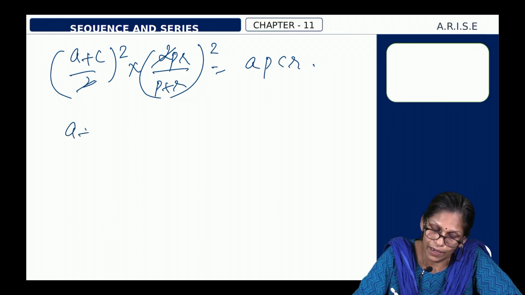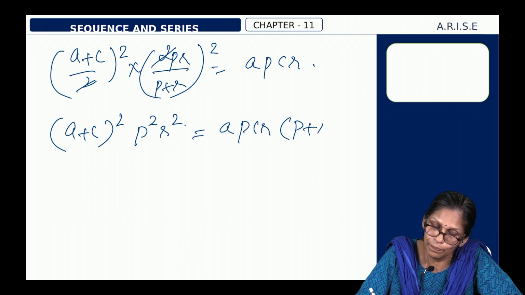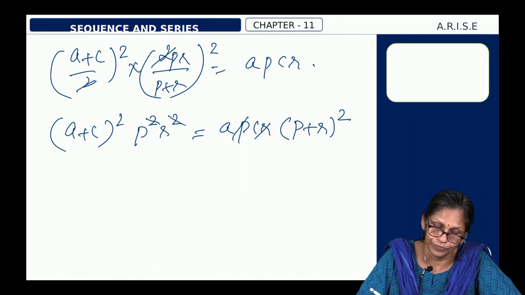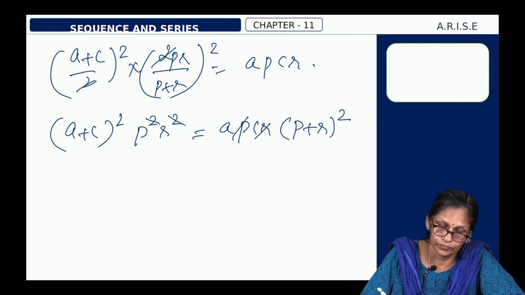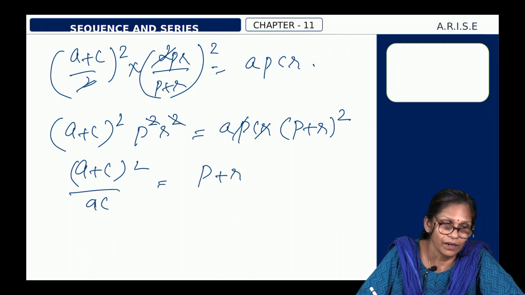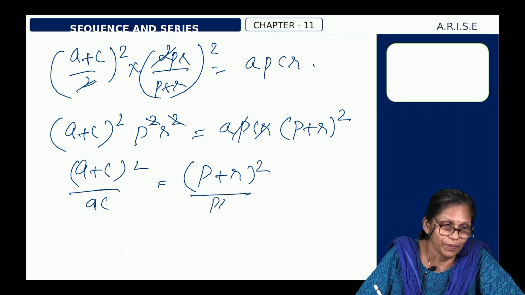So, you have A plus C the whole squared into P squared R squared is equal to APCR into P plus R the whole squared. So, P and R will cancel. So, what do you have? A plus C the whole squared divided by AC is P plus R the whole squared divided by PR.